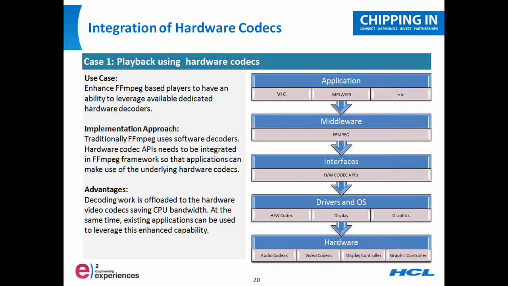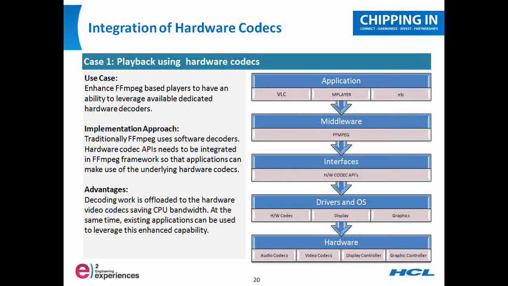So what could be a typical implementation approach? Traditionally, FFmpeg comprises of software decoder libraries. So hardware codec APIs need to be integrated into FFmpeg framework. Once these APIs are integrated into FFmpeg framework, the applications which are making use of FFmpeg libraries will be able to use the hardware codec instead of software codec, and in turn they'll be able to make use of underlying hardware.